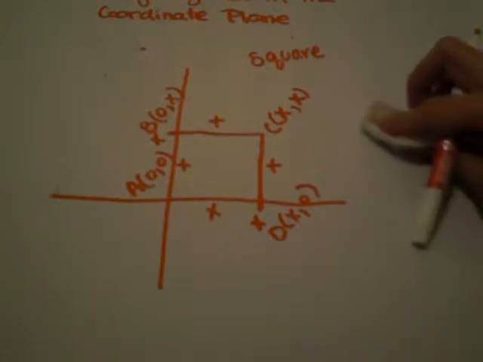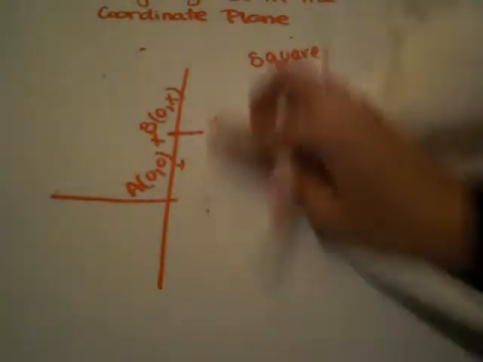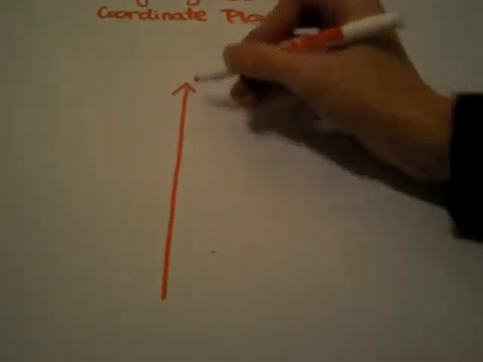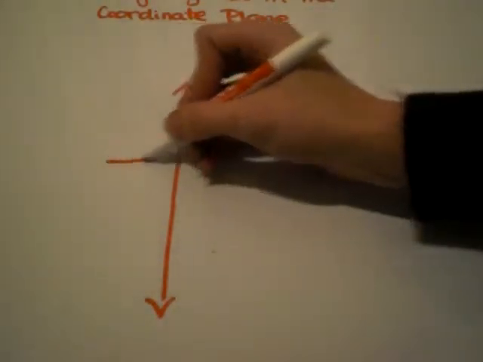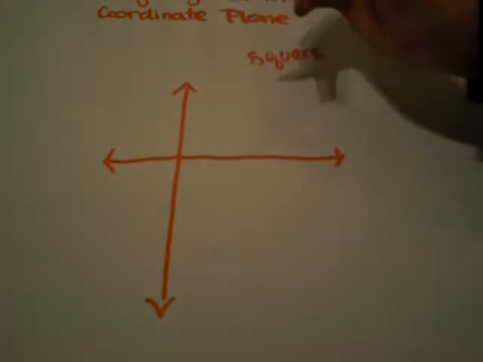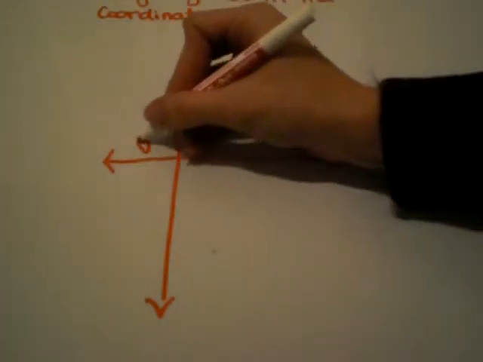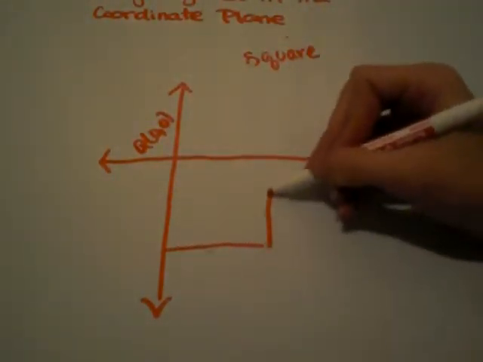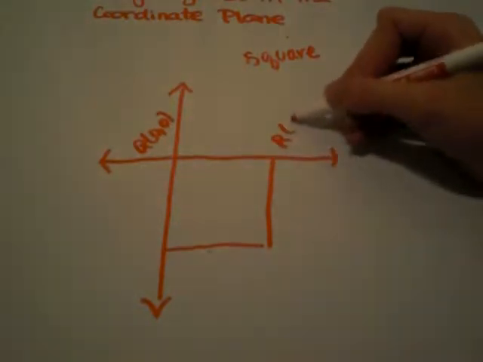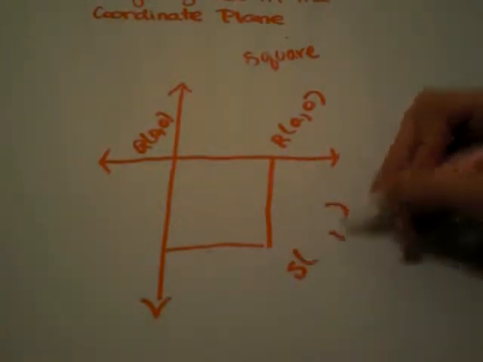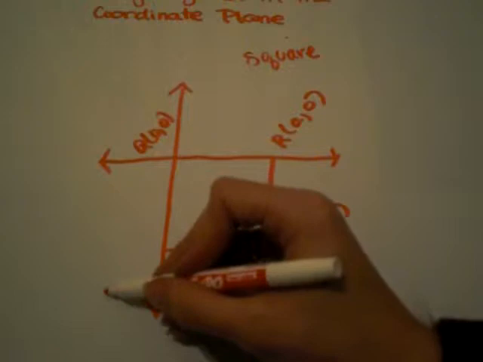Let's look at another square and try a second one. Okay, so our second square is actually going to be in the 4th quadrant. And it's labeled QRST. So Q is at 0, 0. R is A, 0. S is blank. And T is also blank.